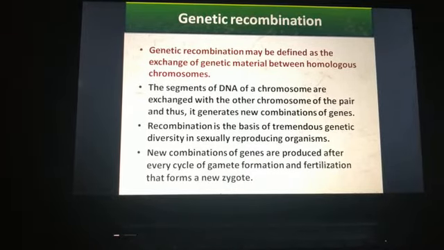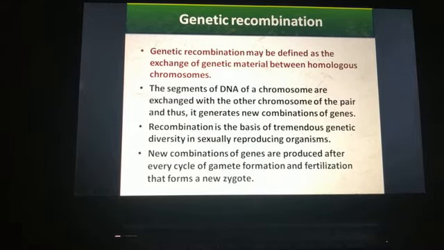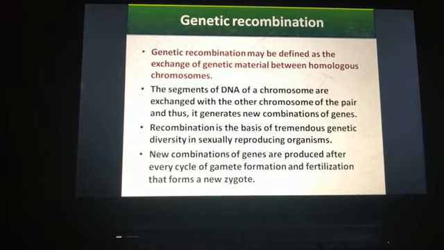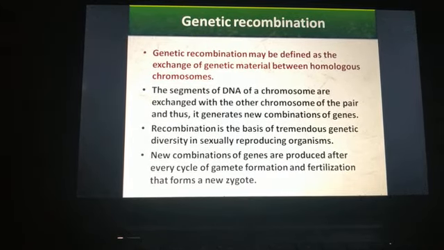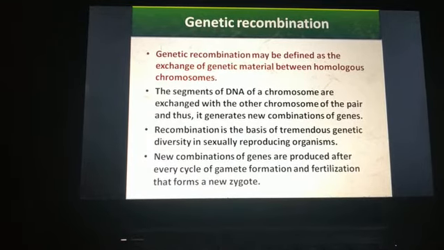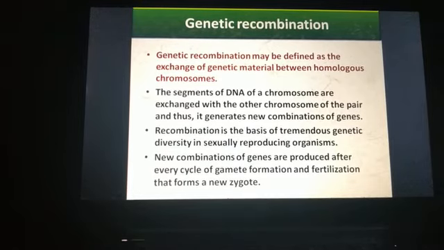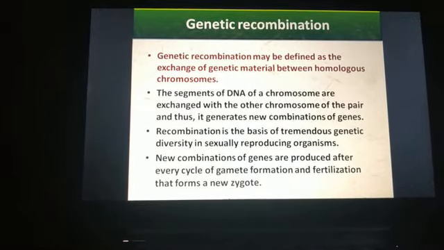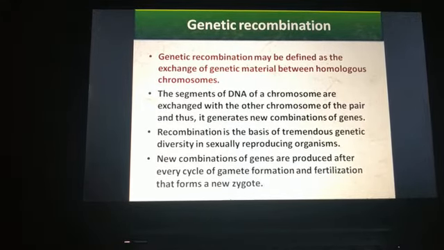So the segments of DNA of a chromosome are exchanged with the other chromosome of the pair, and thus it generates a new combination of genes. So there is exchange of the genetic material, that is DNA, of one chromosome with another chromosome, and thus it will generate a new combination. We will get a new combination, and that is called genetic recombination.